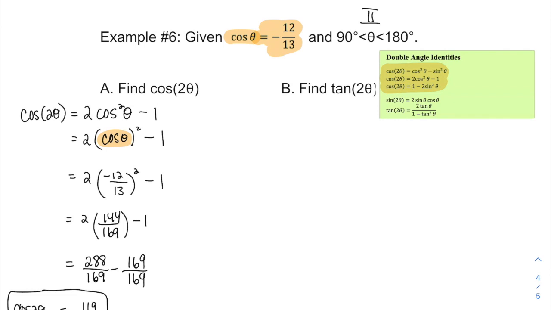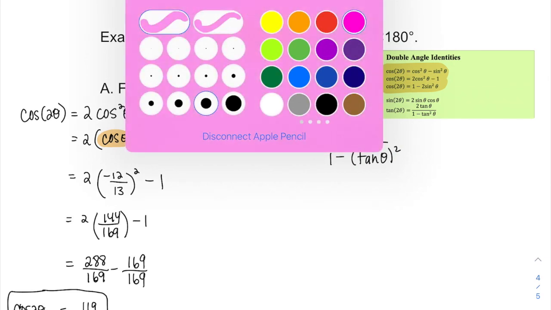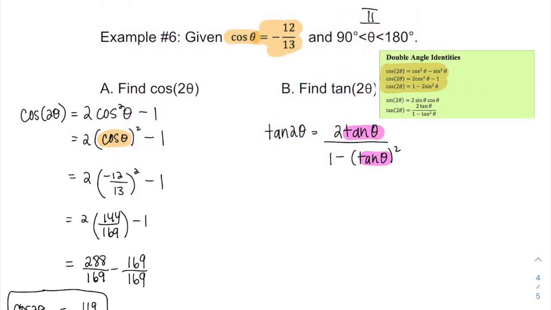Part B is going to be the same idea. Part B, we only have one formula we can use for tan 2 theta, so I'm going to start with the formula. Just writing that formula down, I think, is really helpful because it gives you a guide to follow. So 2 tan theta over 1 minus tan theta squared. So to do this question, similar to how we did the last question, we first need to know what's the tangent of theta. So I have to do a little side work.